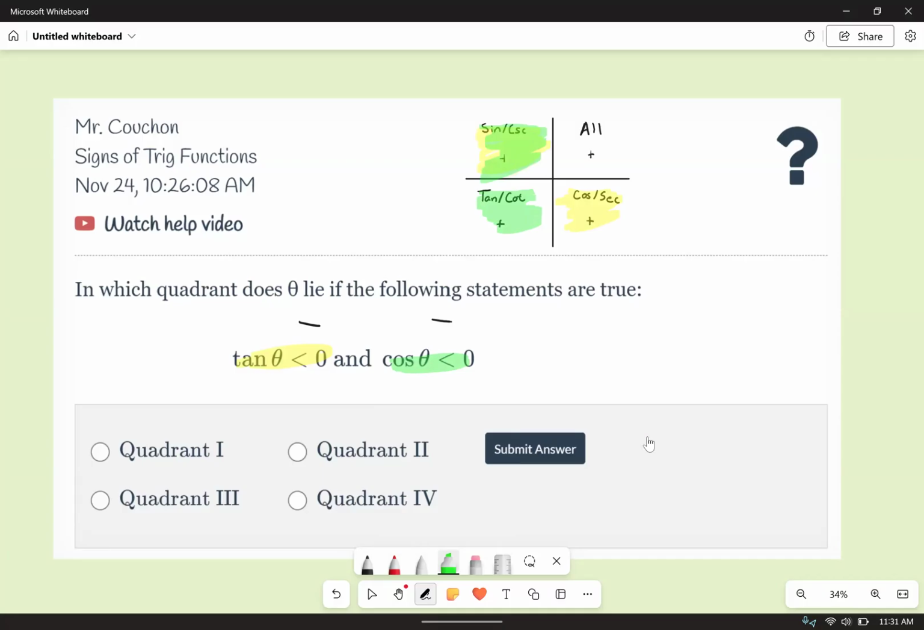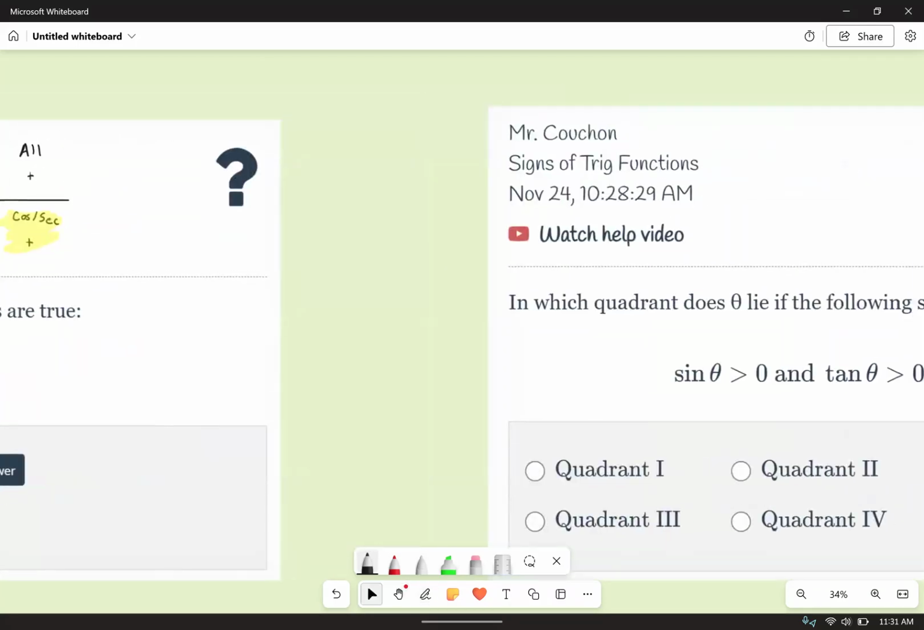So we can see here that the only place where tan of theta will be negative and cosine will be negative is going to be quadrant 2. Quadrant 2 is correct there. All right, let's move on to the next one.